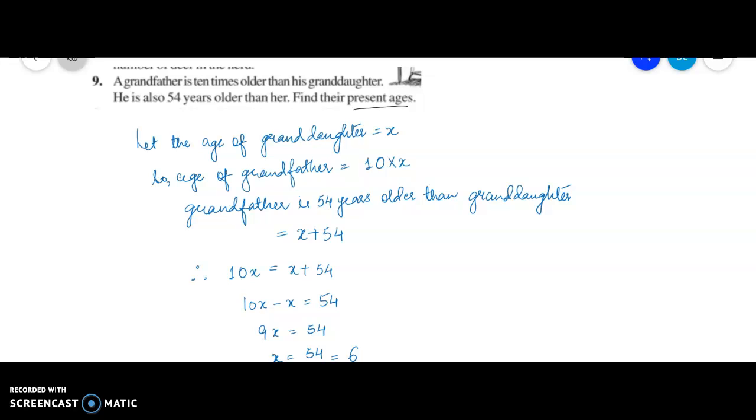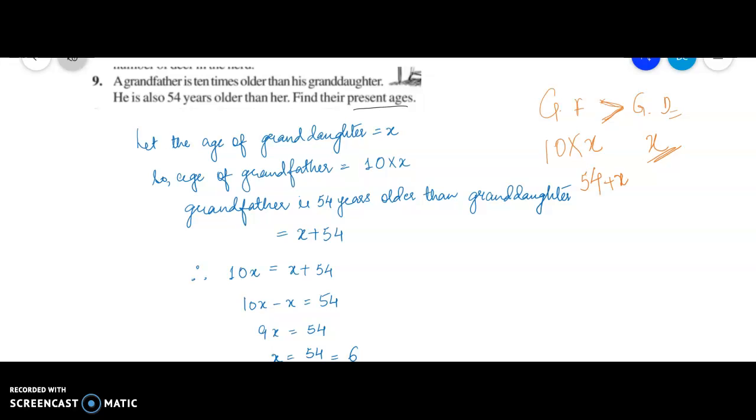grandfather and granddaughter. So let the age of granddaughter be x. Now see here, grandfather and granddaughter. Obviously, you know, grandfather is older than the granddaughter, and it has been told that grandfather is 10 times the granddaughter, and we don't know how much granddaughter's age is, so I'm letting it be x. So therefore the grandfather's age will be 10 into x. Now further it is said that he's also 54 years older than her. That means grandfather is 54 years older than her, and her age is x. So this will become 54 plus x.